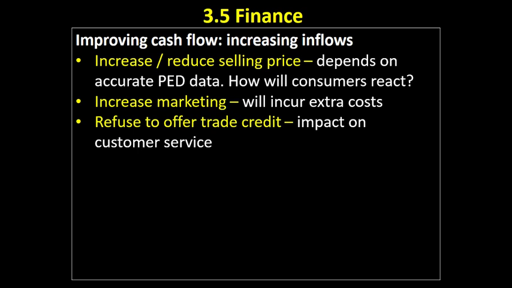We could refuse to offer trade credit. So when customers ask us if we can receive the products but pay in 30 days or 60 days or 90 days, we can say no. We want money up front. Blame it on company policy. But that could have an impact on customer service, and people may end up going to competitors who will offer trade credit.